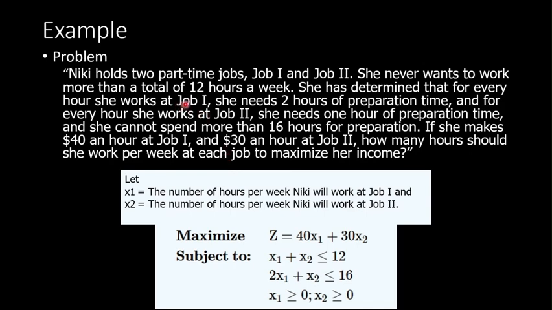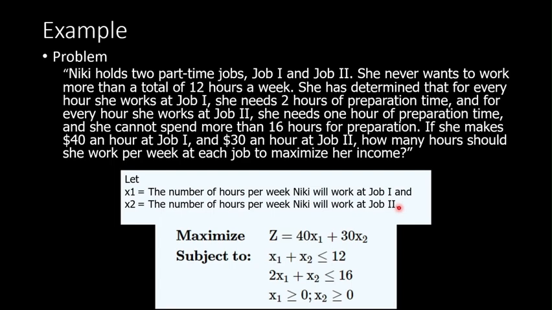Nikki doesn't want to work more than 12 hours a week. So x1 is the number of hours per week for job one, x2 for job two. So this means that x1 plus x2 cannot exceed 12 hours. Mathematically, we can express this as x1 plus x2 less than or equal to 12. We don't know how much less than 12, and they can equal 12. x1 plus x2 can equal 12, but they cannot exceed 12 hours.